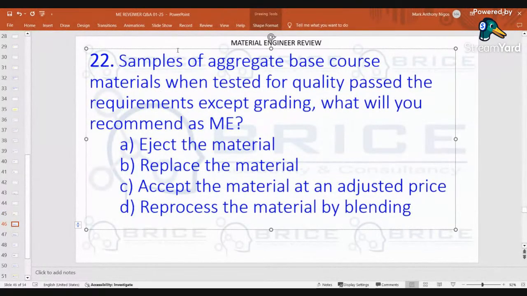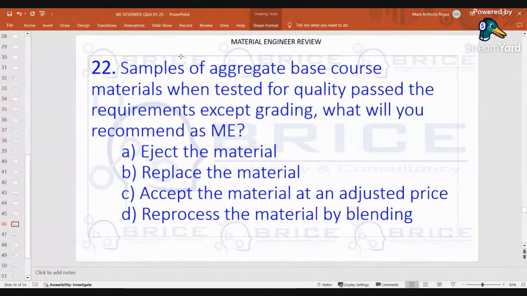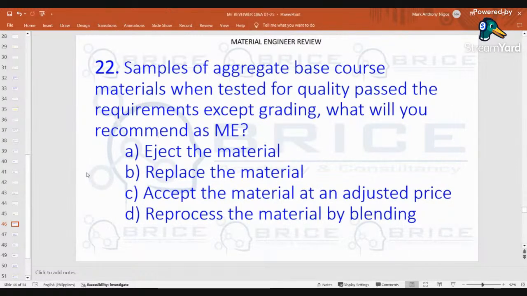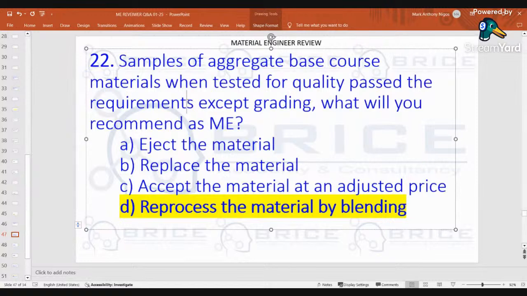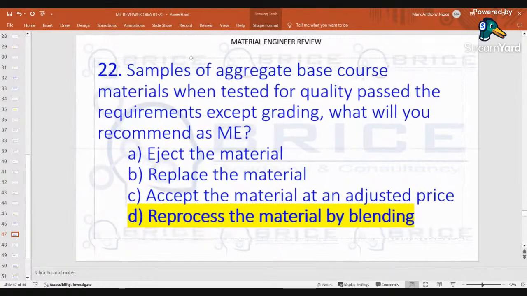22. Sample of aggregate base course materials when tested for quality passed the requirements except grading. What will you recommend as ME? A, reject the material. B, replace the material. C, accept the material at an adjusted price. And D, reprocess the material by blending. The answer is D. Reprocess the material by blending.